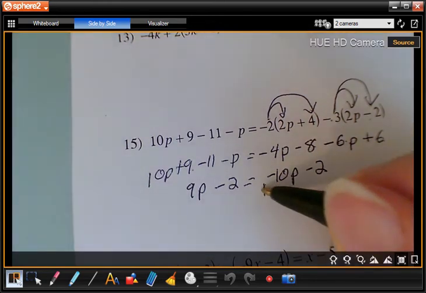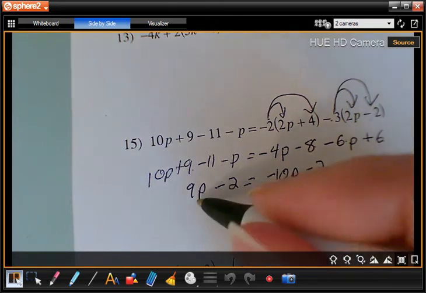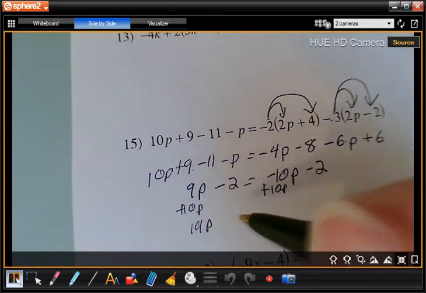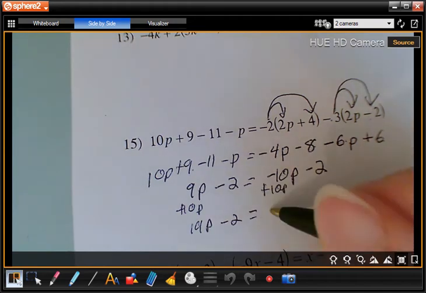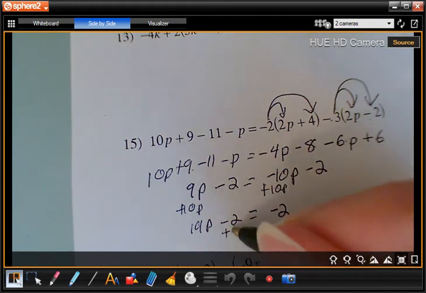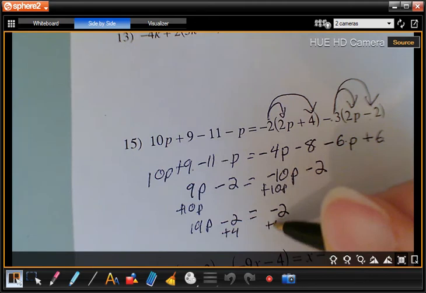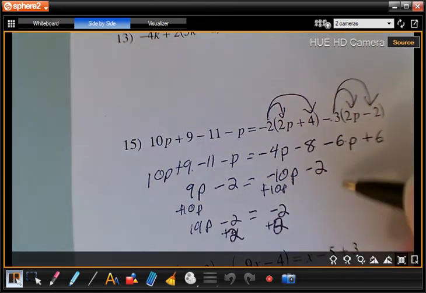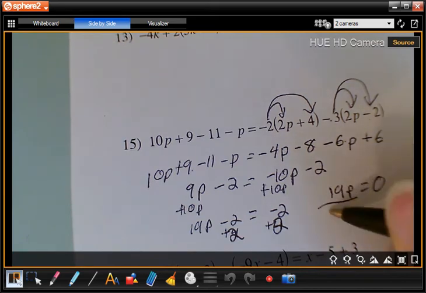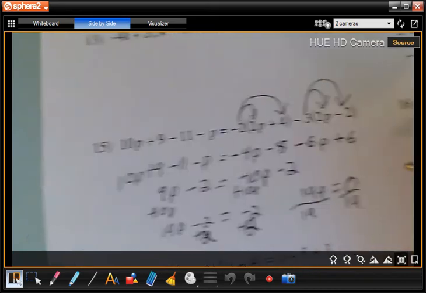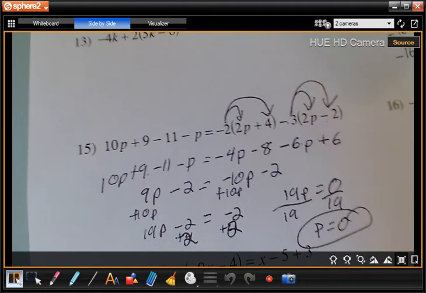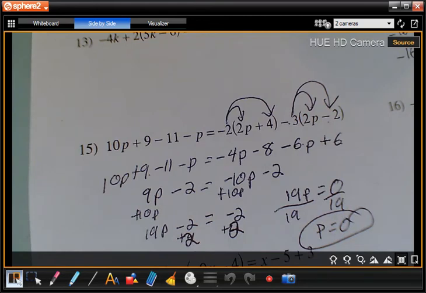So now I am going to put these together. I am going to add 10p to both sides because I want all the like terms to be together. And I get 19p minus 2 equals negative 2. Add my negative 2 to both sides, and I get 19p equals 0. I divide by 19. If we've got 0 divided by a number, we're going to end up with 0. So p equals 0.